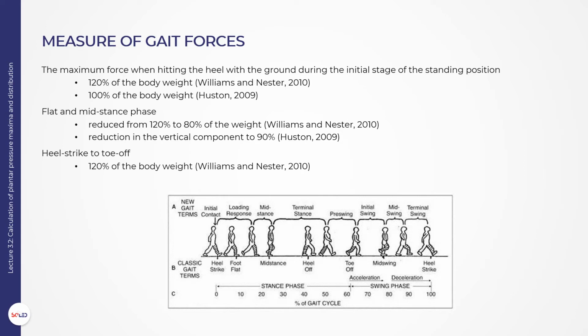By moving the body from heel strike to toe off, the center of weight of the human body gradually shifts to the other foot, which enters the first phase of the gait cycle. During the stance phases, the force exerted by the ground is about 120% of the body weight according to Williams and Nestor.